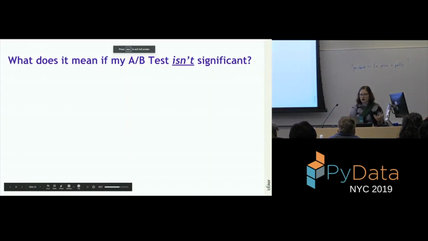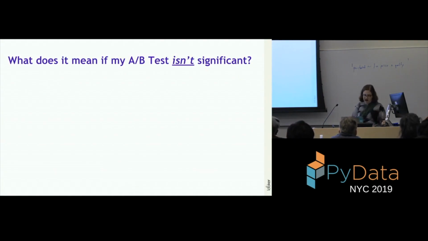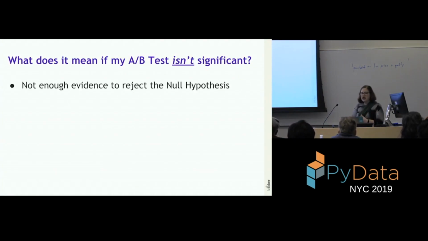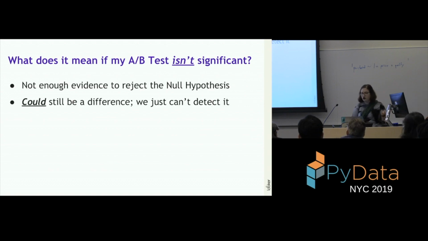But what do we do when we actually get those results? So in particular, in that first case, what does it actually mean when my A-B test isn't significant? It means that we don't have enough evidence to reject the null hypothesis, but it doesn't necessarily mean that our null hypothesis is true. There could be a difference, but we're just not able to detect it.